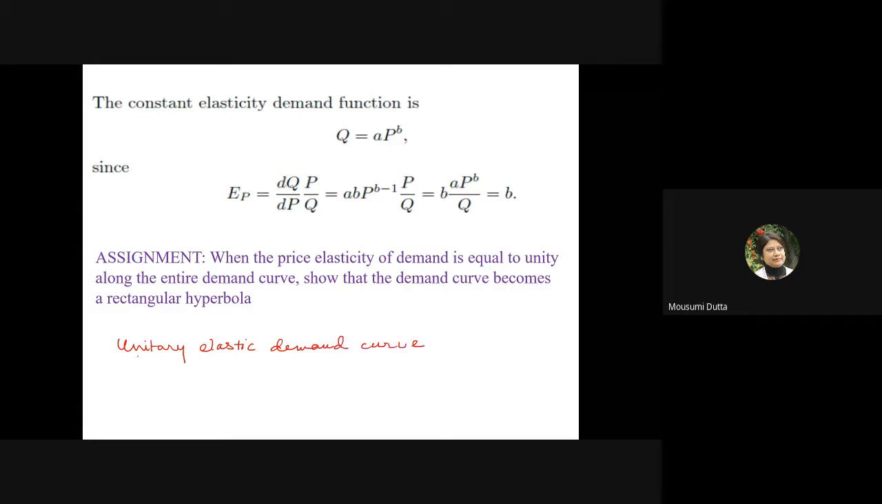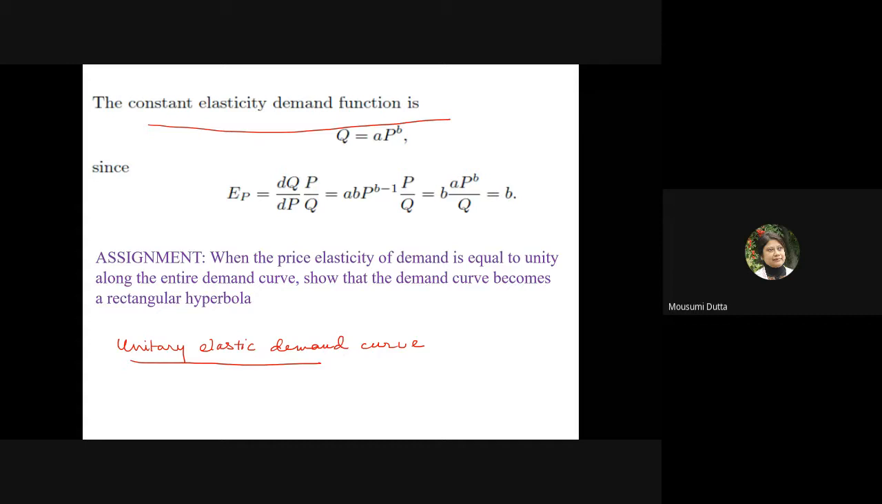So this is a special variant of constant elasticity demand function. Here, U1 is also a constant. However, this is a special variety in the class of constant elasticity of demand function, where price elasticity of demand remains unity along the entire demand curve. So the assignment is, when the price elasticity of demand is equal to unity along the entire demand curve, show that the demand curve becomes a rectangular hyperbola.